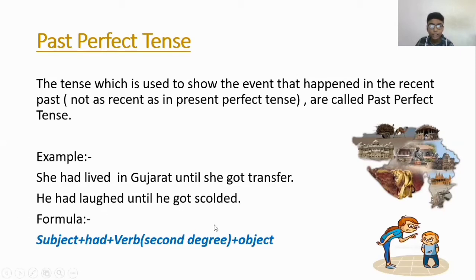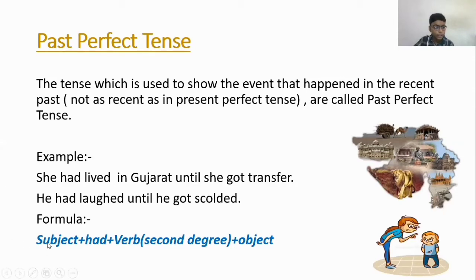He had laughed until he got scolded. So in this case also, the verb is not looking for any kind of recent past, but it is looking at something that happened some time before the present event. The formula is subject plus had plus verb, second degree, plus object. Had is very necessary in this formula.